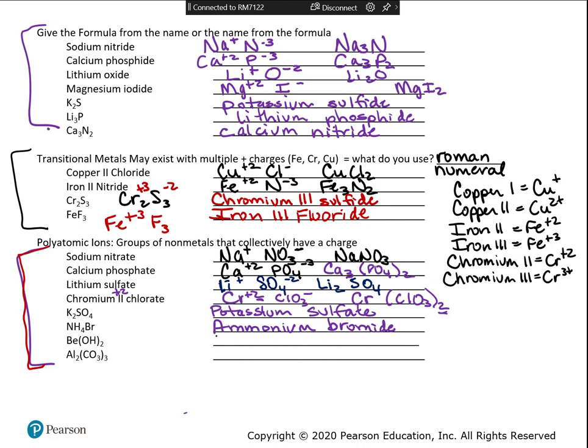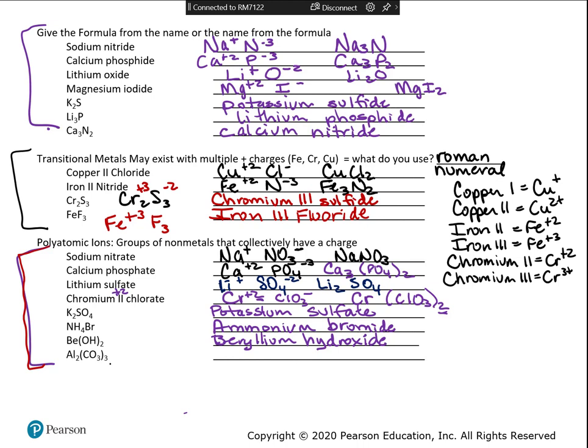Be(OH)2, that is beryllium and OH2. Not oxide. I'm sorry, hydroxide. Hydroxide. Right? So remember that OH, when you see the OH, is telling you that's the hydroxide. So I don't have to change it. It's just the hydroxide ion.